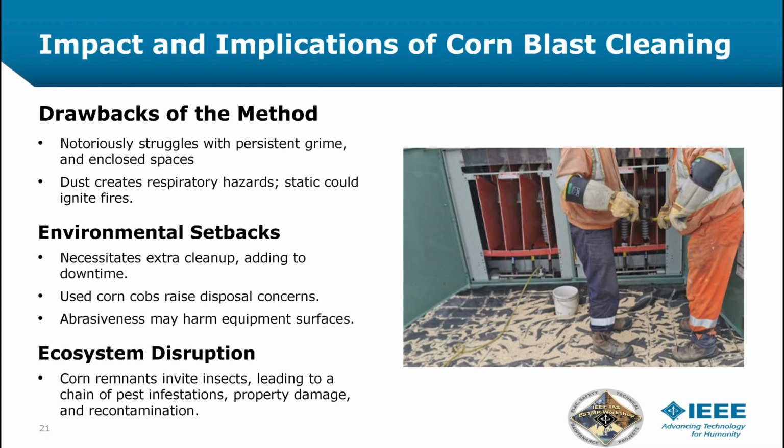Drawbacks to this method, notoriously, we have to struggle with the grime and grit in the ecosystem. Dust creates respiratory hazards for the workers, and static can cause or ignite fires. Environmental setbacks. It necessitates extra cleaning, adding to the downtime, and the use of corn cobs raises disposal concerns. Abrasiveness may harm equipment and the surfaces on them. Corn remnants invite insects, leading to a chain of pest infestation, property damage, and reclamation of the site.